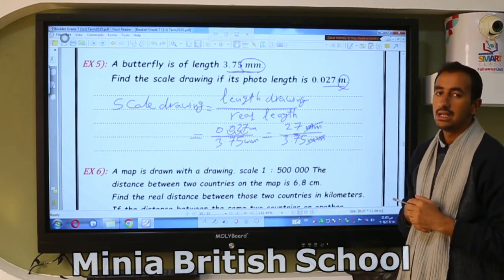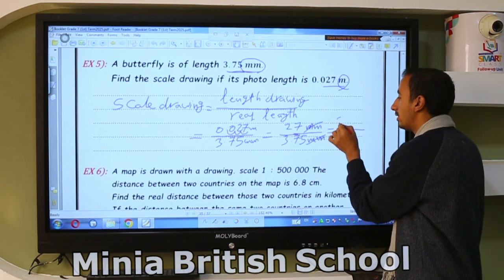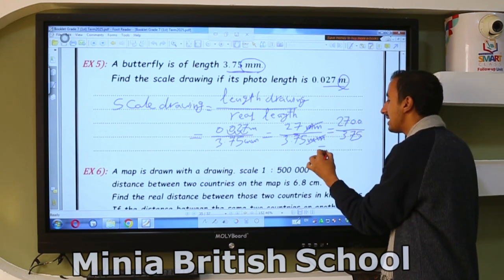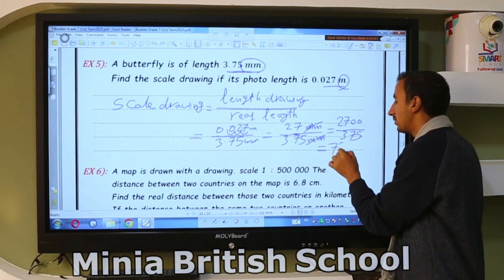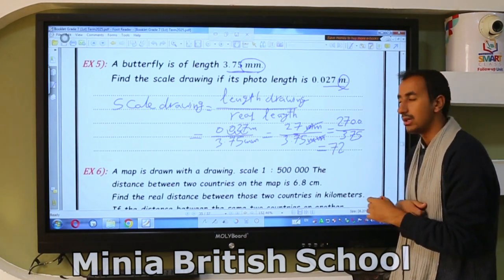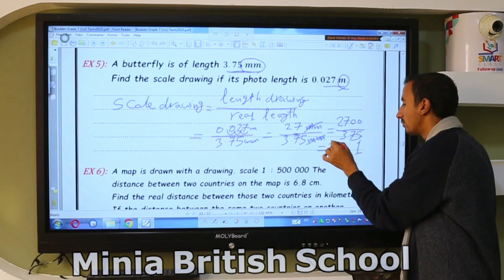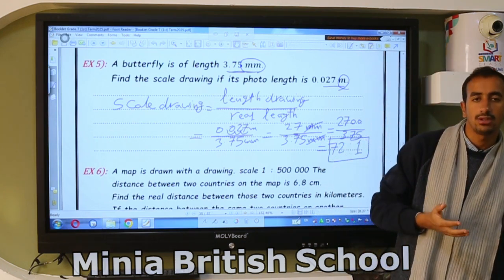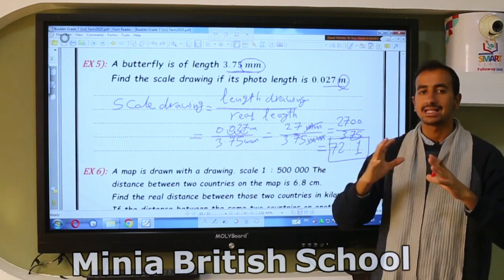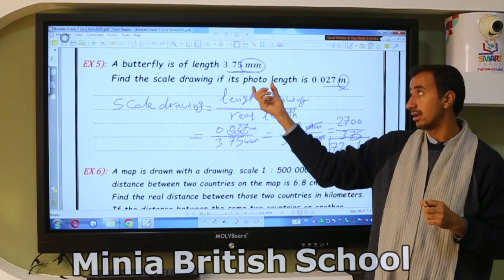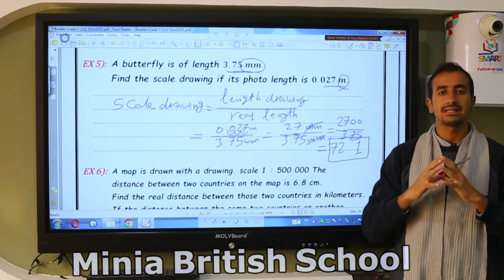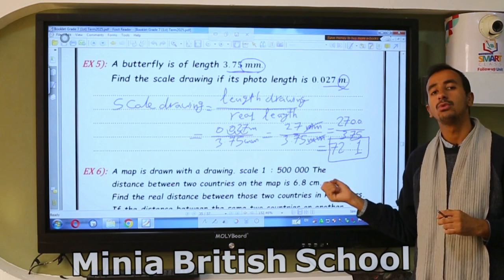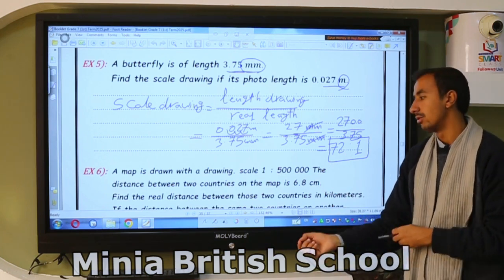27 over 3.75, it's called 2700 over 375. It's meaning 72, by using calculator, 72:1. Don't forget 72:1, because the scale drawing is a ratio. So I can make an enlargement for the butterfly, meaning the photo length is bigger, greater than 1. So 72:1. Okay, that's the scale drawing.